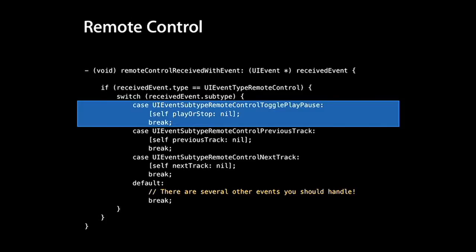The one that I've highlighted here is UIEventSubtypeRemoteControlTogglePlayPause. This is the most important one to respond to. Typically, whenever the play pause button in all of these interfaces is pressed, it's going to give you this event. On the slide, I've listed a couple of other events, the previous and next track events, but there are several other events that you should handle, and you need to refer to the documentation for those.